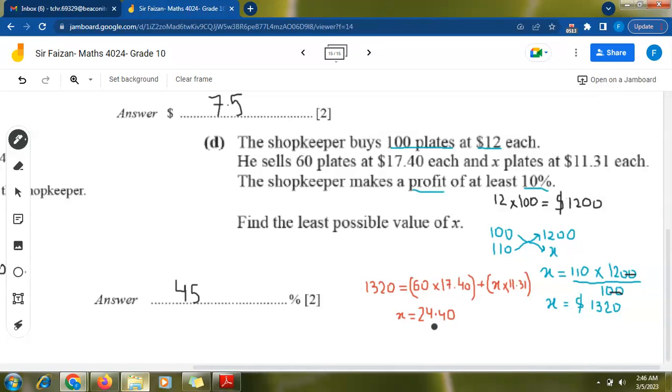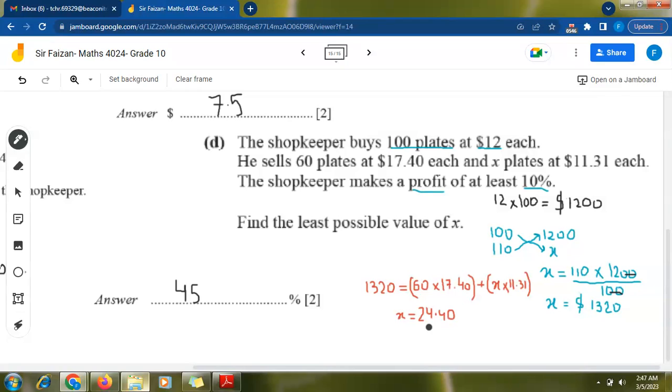We cannot round it off to 26, because the question says to find the least possible value of x, so we have to find the least possible value of x. We cannot round it off to 24. If we do that, this profit will be reduced. And the question says that the profit is at least 10%. At least means we cannot go in the lesser direction, we have to go in the greater direction. We have to take the higher number, we cannot take the lower number. So that's why we are not rounding it off to 24.